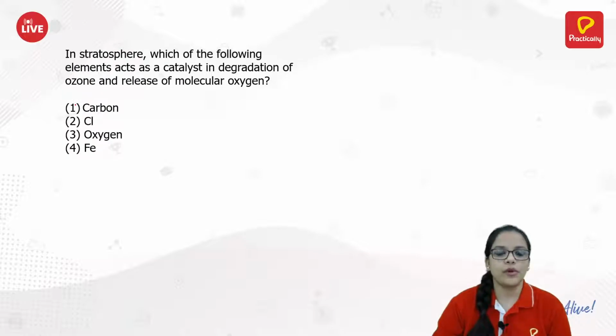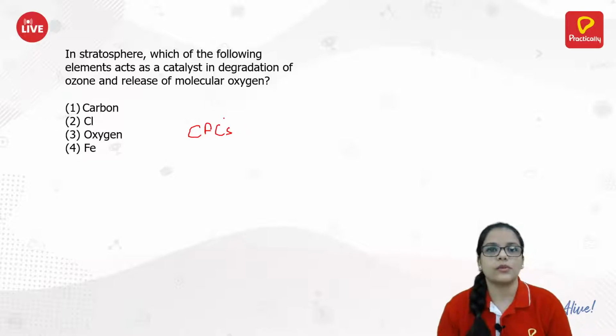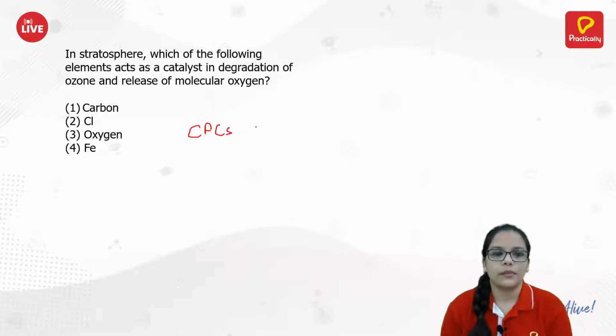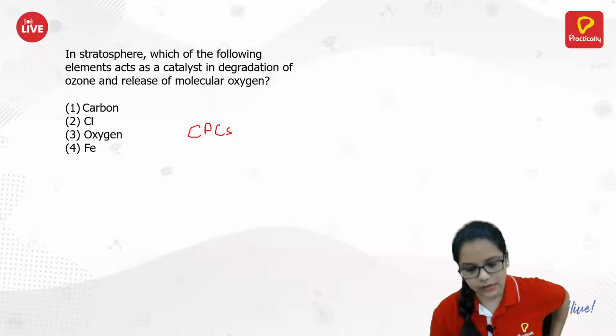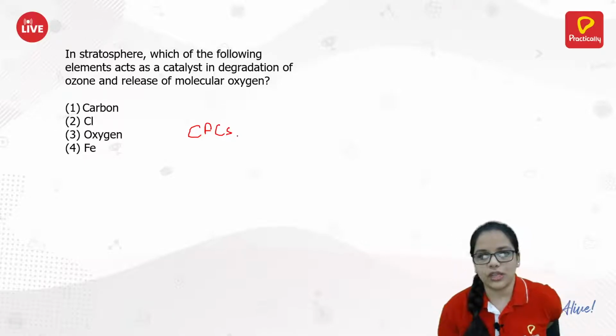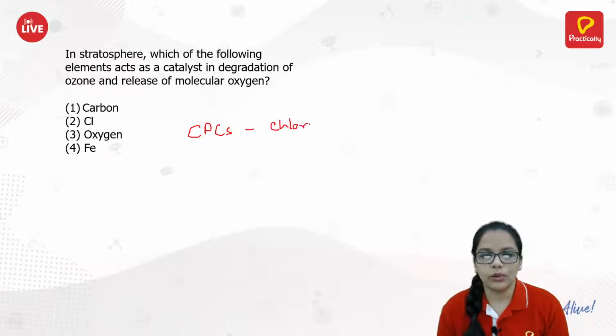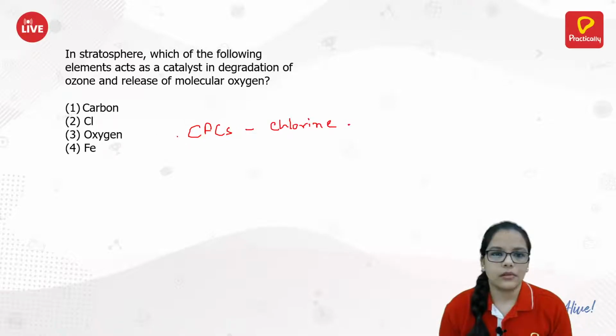In the stratosphere, which of the following elements acts as a catalyst in the degradation of ozone and releases molecular oxygen? What happens in the stratosphere is that CFCs react with the ozone, and form chlorine and oxygen. So CFCs react and form chlorine. Answer is chlorine.